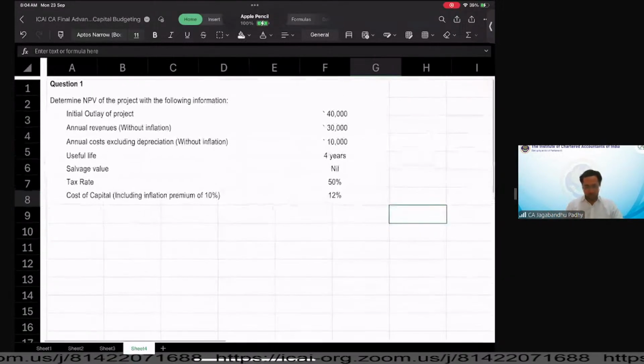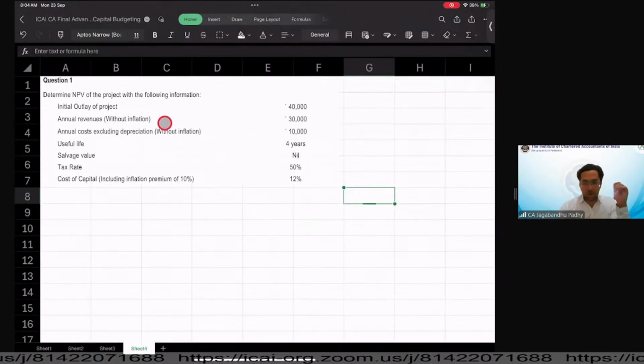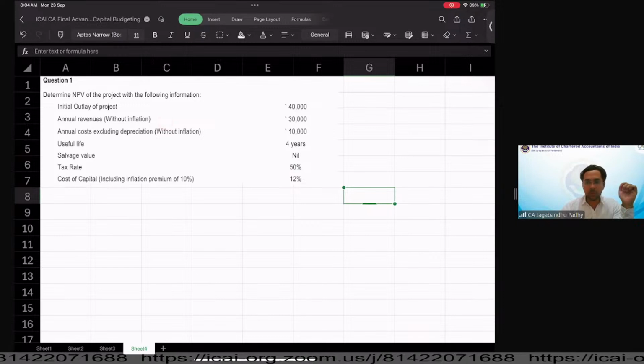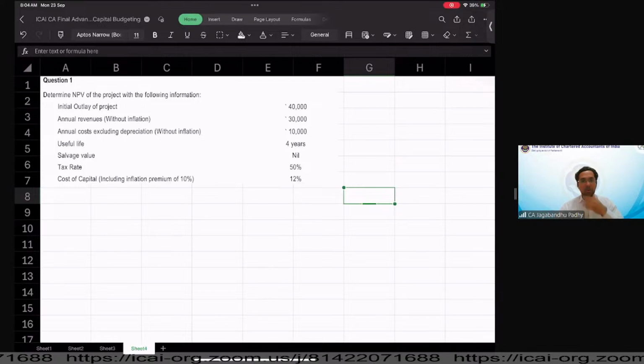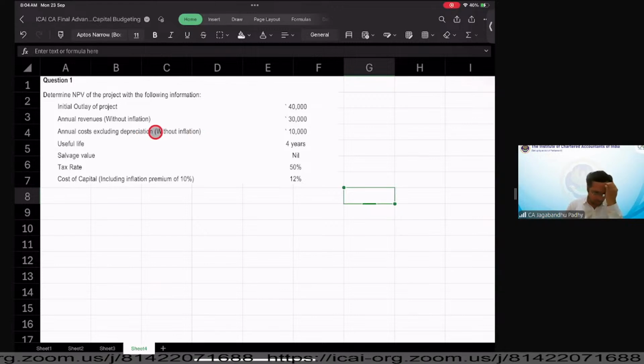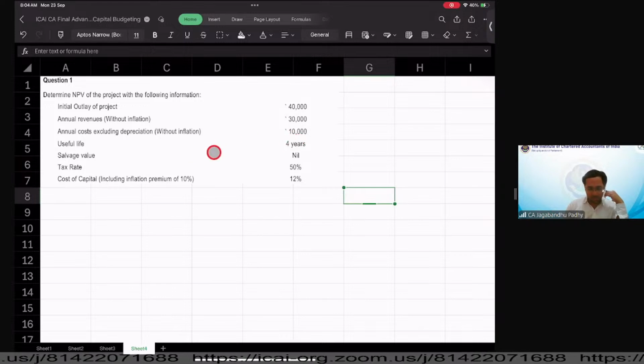The question says there is an initial outlay of the project of 40,000. And annual revenues without any impact of inflation is 30,000. Annual cost, excluding depreciation and without any inflation, is 10,000. Useful life is 4 years. Salvage value is nil. Tax rate is 50%, and cost of capital, including inflation premium of 10%, is 12%.